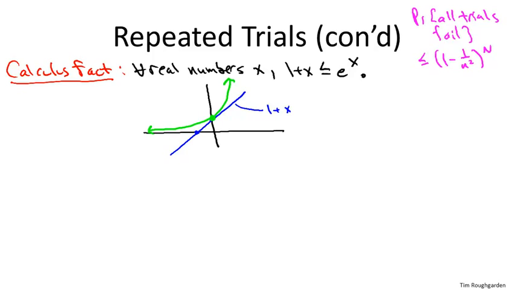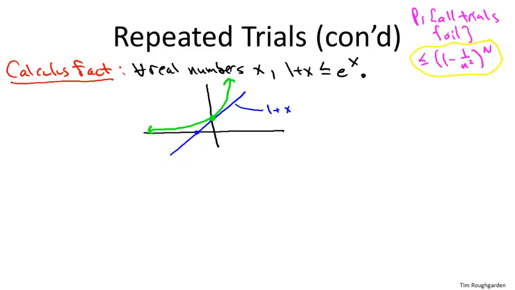So pictorially, and I encourage you to type this into your own favorite graphing program, you see that e to the x bounds above everywhere the line 1 plus x. For those of you that want something more rigorous, there's a bunch of ways to do it. For example, you can look at the Taylor expansion of e to the x at the point 0.